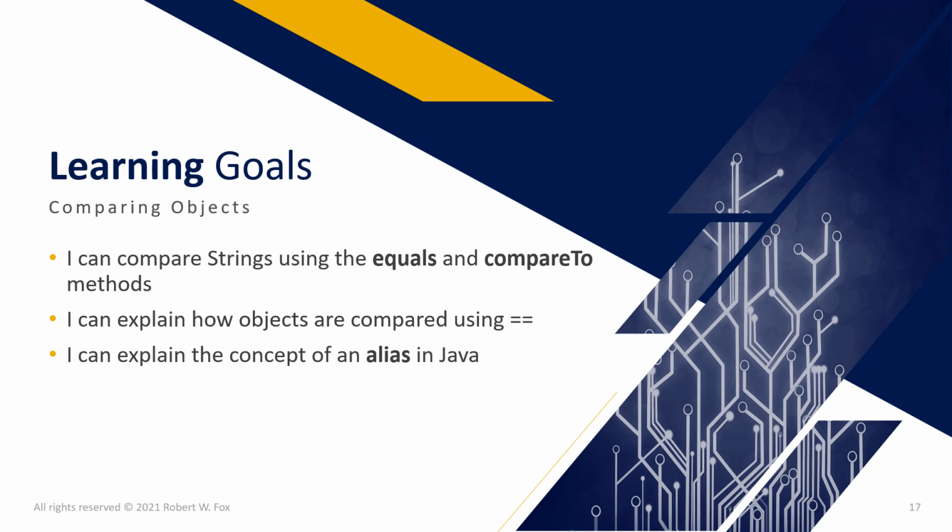Now that you've watched this lesson, you should be able to compare strings using equals and compareTo. You should also be able to explain how objects are compared using equal equal and explain the concept of an alias in Java.